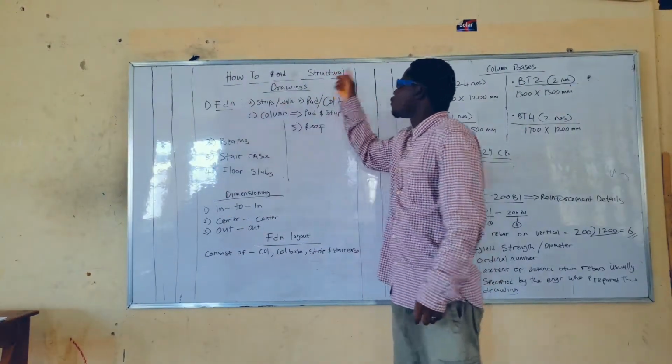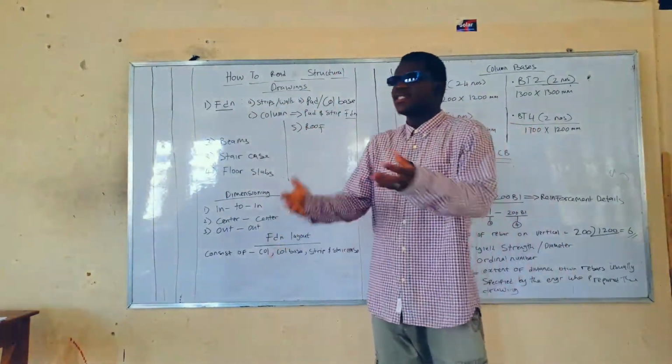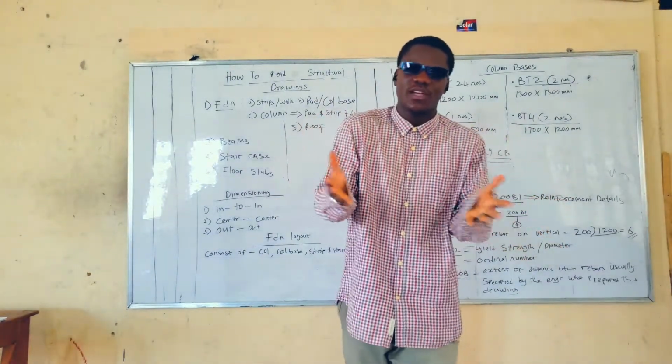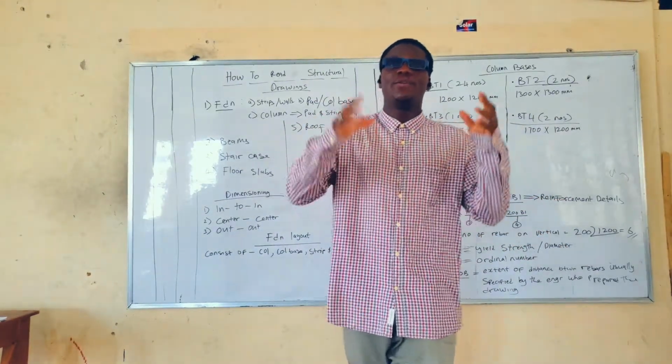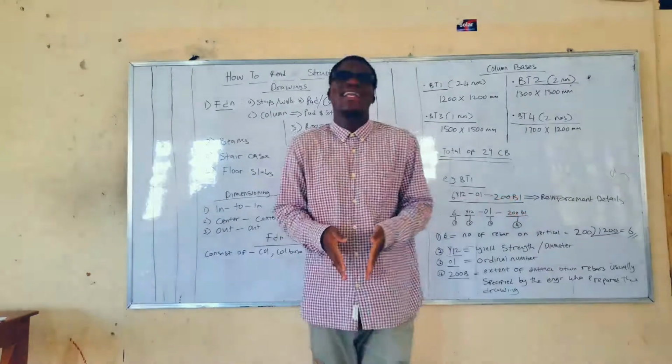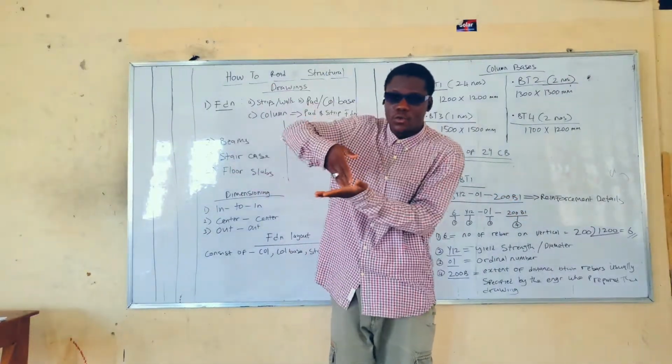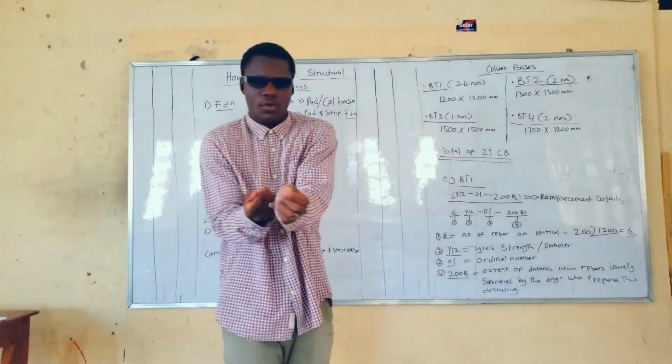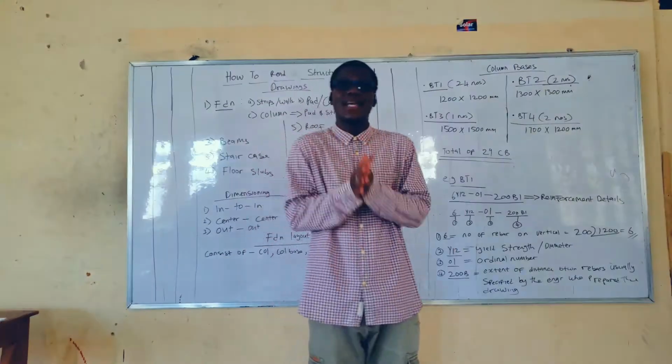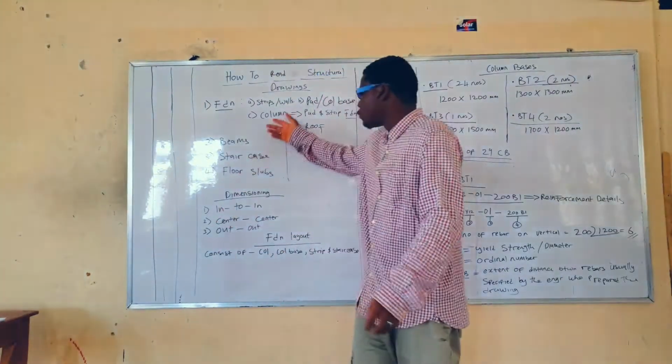How to read structural drawings. First, what is a structure? A structure is the parts of a building that carry load, either vertical load or horizontal load. Some examples of building structures include the following.